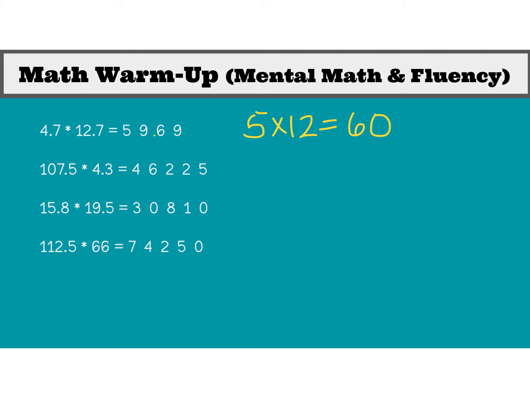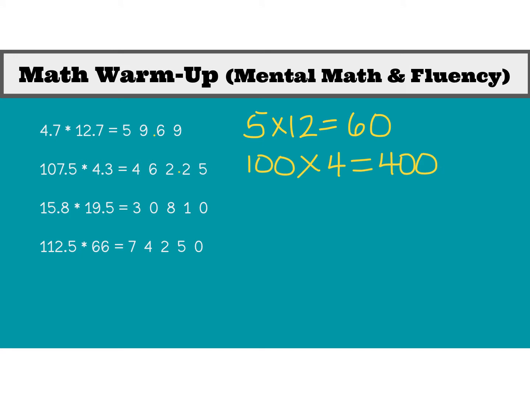For the first problem, what I did was I took 4 7/10, rounded it to 5, 12 7/10, just made it 12, so 5 times 12 equals 60, which told me where I needed to put my decimal point was going to be between the 9 and the 6 for this first one.